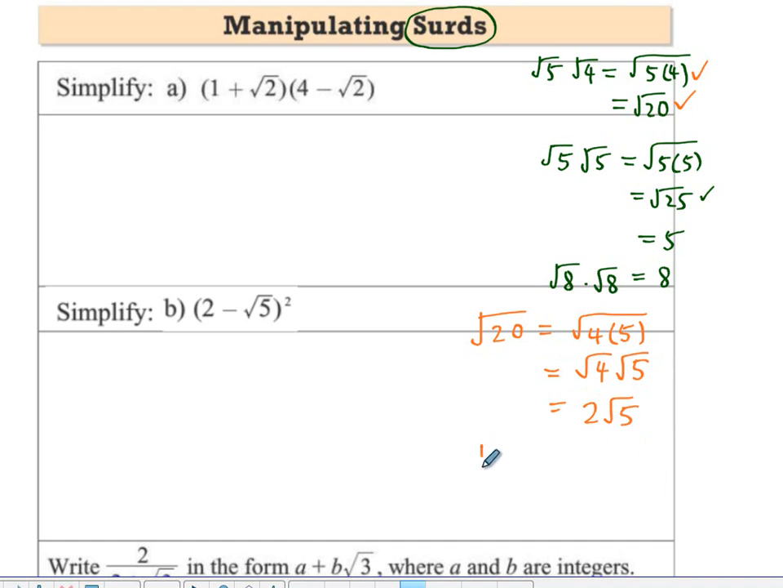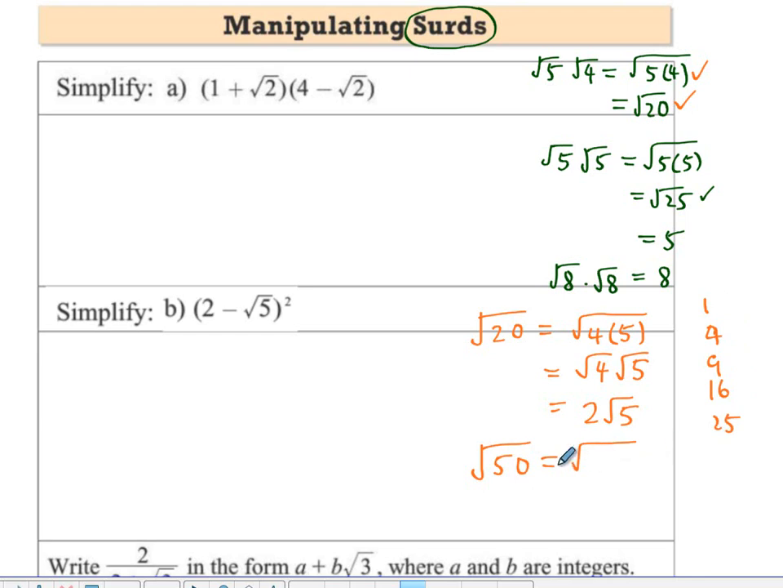Let's try another one. Let's say you have the square root of 50. Now you have to think of the biggest square number. What are the square numbers? Square numbers are 1, 4, 9, 16, 25. These are all square numbers. Now the biggest square number that is a factor of 50 is 25.